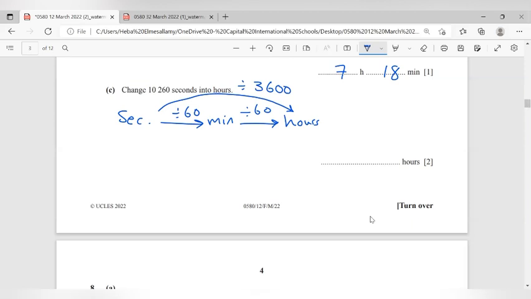You can do it step by step on the calculator, and you can just type 10,260 divided by 60, and then what you got, you will redivide it by 60. Or you can just, from the beginning, from seconds to hours, memorize that I have to divide by 3,600. So you will get an answer at the end. Type it on the calculator, please, and you will get 2.85 hours.